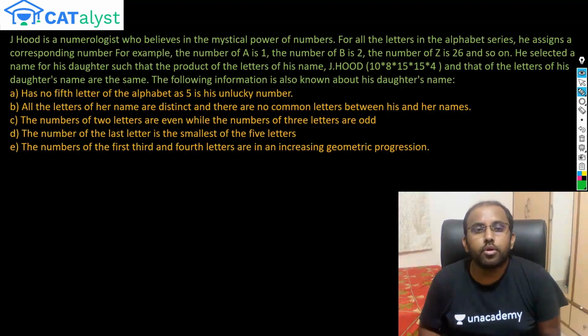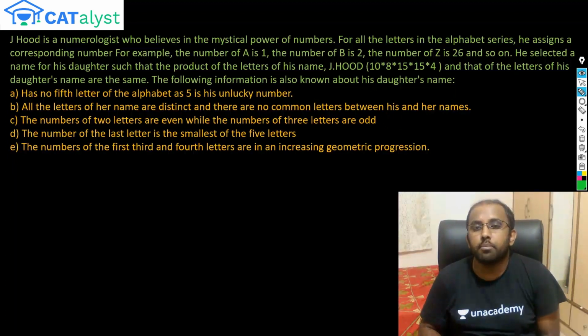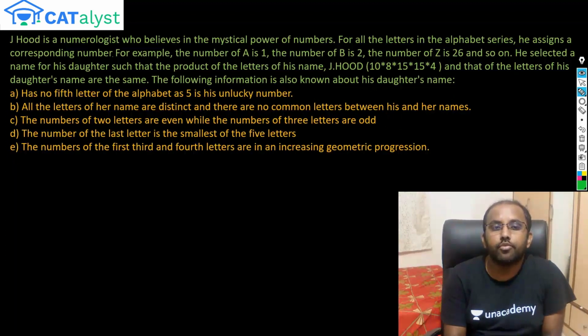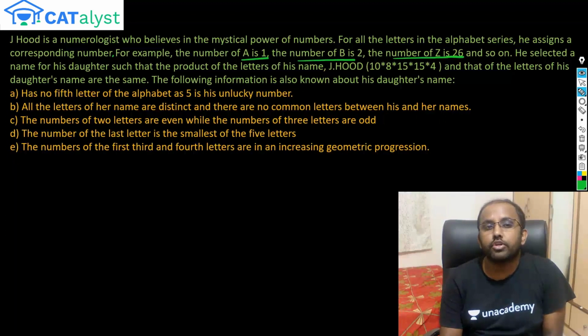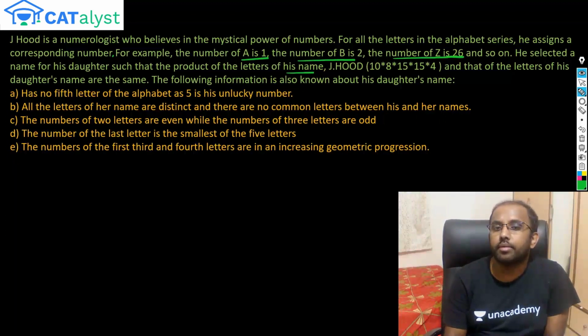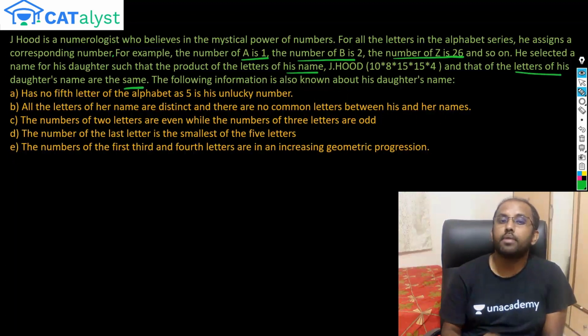So J. Hewett is a numerologist who believes in the mystical power of numbers. For all the letters in the alphabet series, he assigns a corresponding number. For example, the number of A is 1. So A is 1, B is 2, and Z is 26, and so on. He selected a name for his daughter such that the product of the letters of his name and that of the letters of his daughter's name are the same.